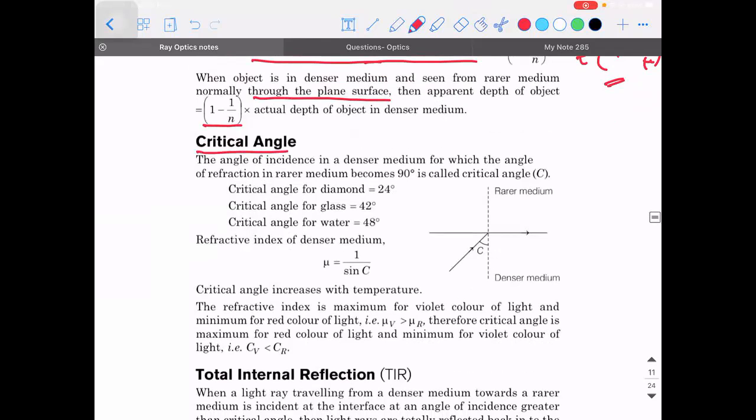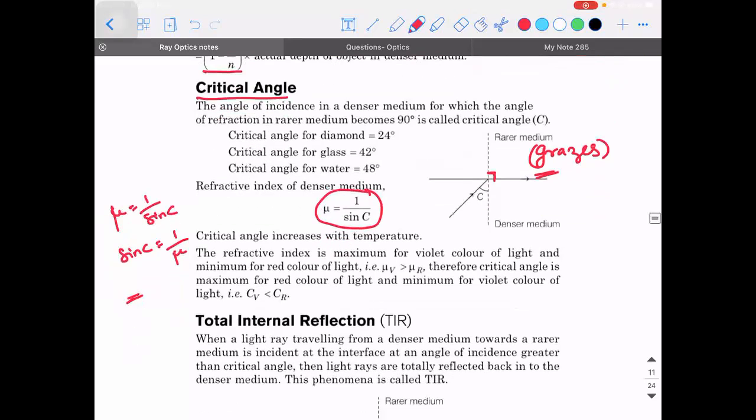Critical angle. When the light ray is traveling from the denser to the rarer medium, the angle of incidence for which the angle of refraction is 90 degrees, that is, the ray grazes along the surface, is what is called the critical angle. And the value of critical angle is given as mu is equal to 1 by sin c. So sin c will be equal to 1 by mu. So c will be sine inverse of 1 by mu.